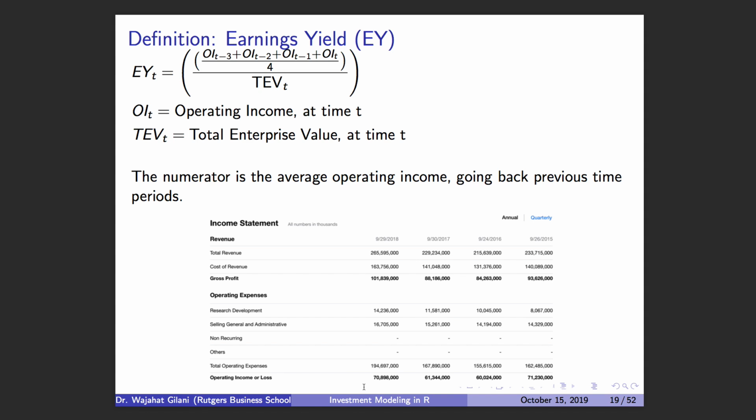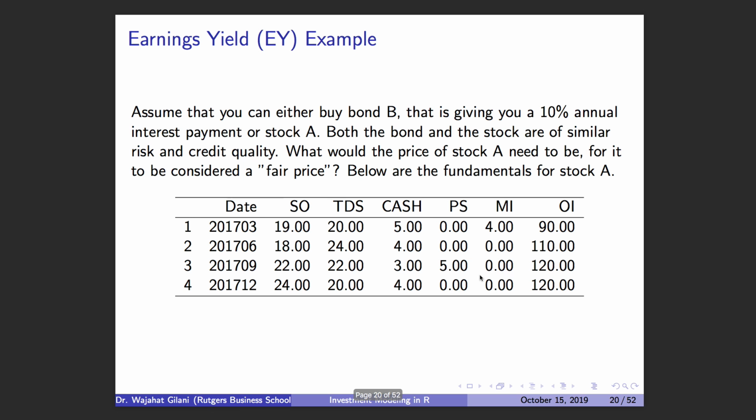Net income is highly adjusted from company to company. Operating income gives us a more equal footing from company to company. All right, so that's what we take: operating income. The average operating income over 4 different periods divided by total enterprise value. Ladies and gentlemen, that is earnings yield. Now let's do an example right here.